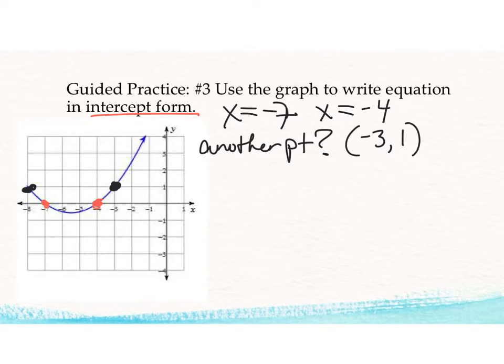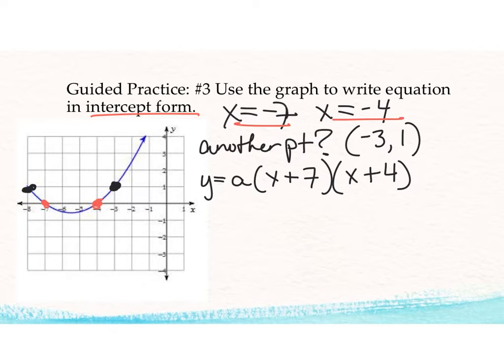Okay, let's do the same thing we did on the previous example. Let's write intercept form. But let's go ahead and put in our x equals negative 7 and x equals negative 4. A negative 7 for an intercept means it came from an x plus 7. And the negative 4 means it came from an x plus 4.